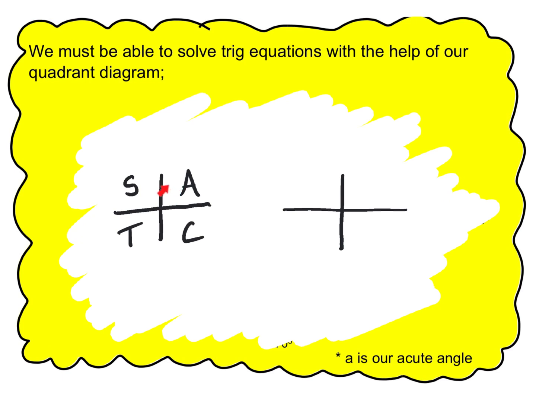These are our 1, 2, 3, 4 quadrants here, and the A quadrant is associated here as our first quadrant. That has the acute angle in it. Now the acute angle is the size of this angle here. What we have in this next quadrant is S for sine, and the rule associated with that is 180 minus the acute angle. Now the acute angle is exactly the same size as the acute angle here, so 180 take away this acute angle.